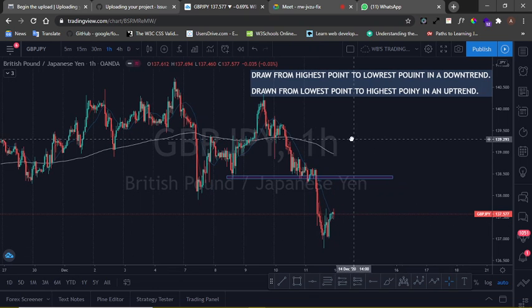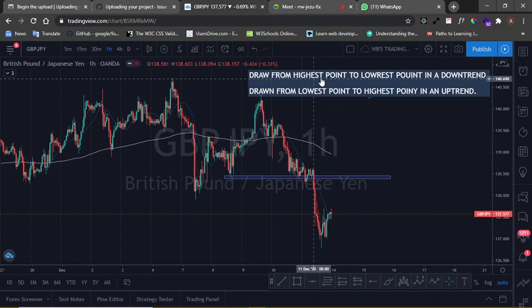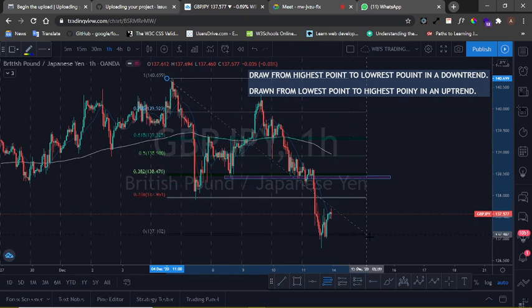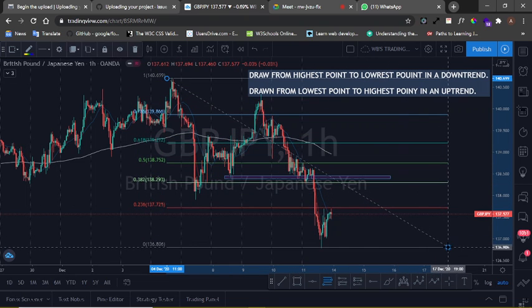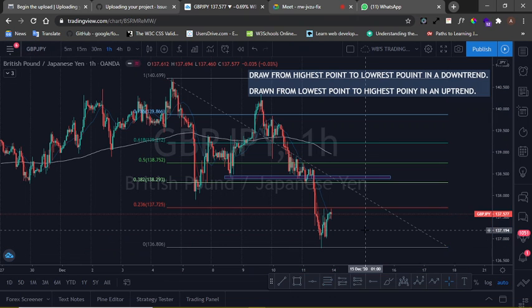Okay, so what does the rule say in a downtrend? Draw it from the highest points to the lowest points in a downtrend. So you can see this is a downtrend and this is the highest point of the downtrend and this is the lowest point of the downtrend. So you can just go to your tools, Fibonacci, then draw it from the highest points. You start from the wick, then you draw it to the lowest points. You can see that. So that is the way to draw a Fibonacci line.